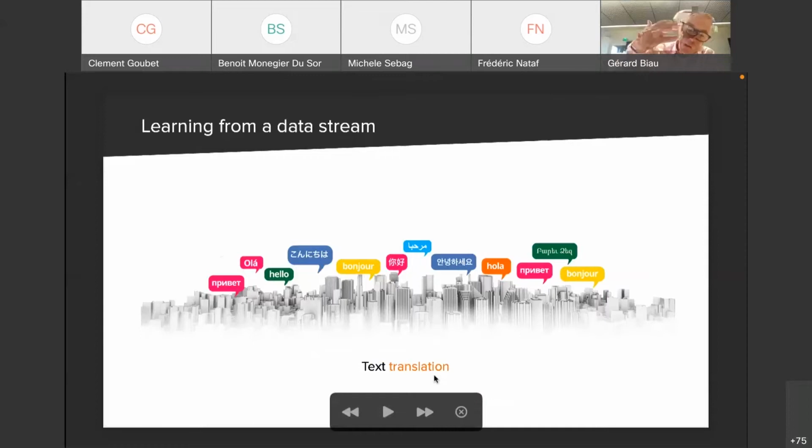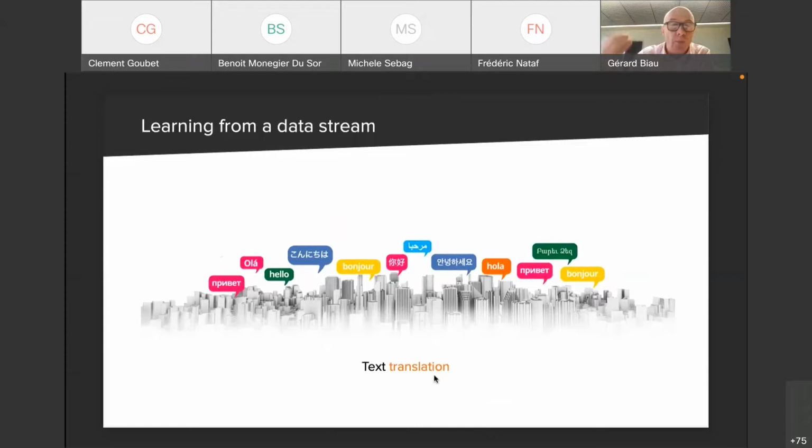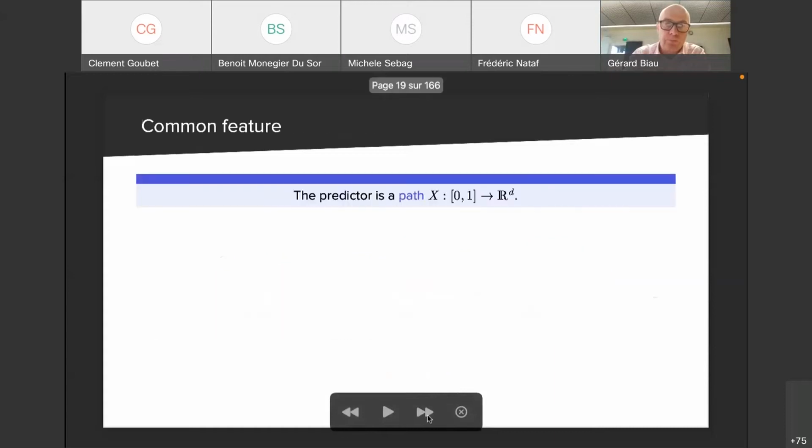And of course, as I said before, one of the main applications of this framework is text translation. And this time, we do not want to predict whether we have a 1, -1, or a number, but we want to predict, of course, something more involved. And I won't discuss this today, but the type of bounds that I'm going to get for the classification problem are easily transposable to this framework.